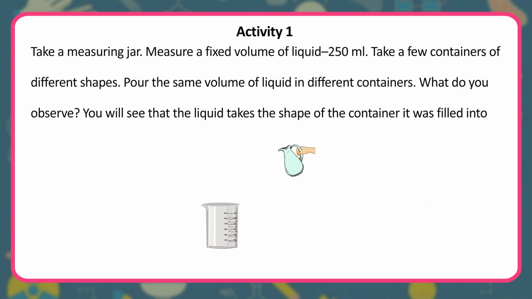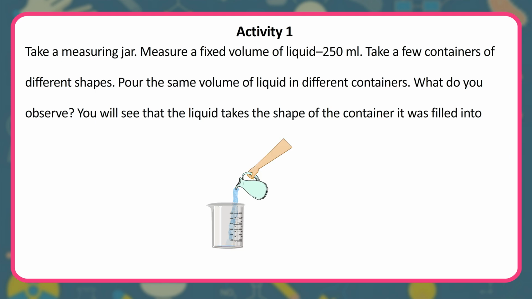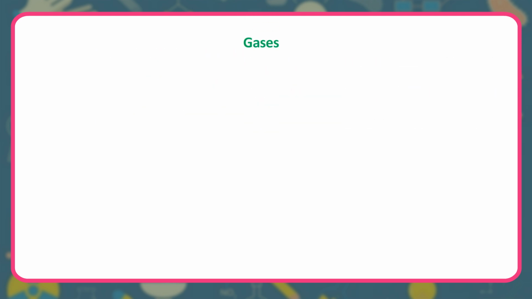Activity 1. Take a measuring jar. Measure a fixed volume of liquid, 250 ml. Take a few containers of different shapes. Pour the same volume of liquid in different containers. What do you observe? You will see that the liquid takes the shape of the container it was filled into.